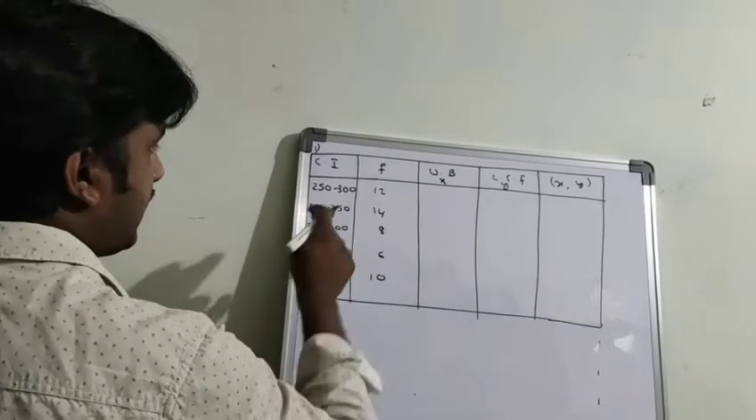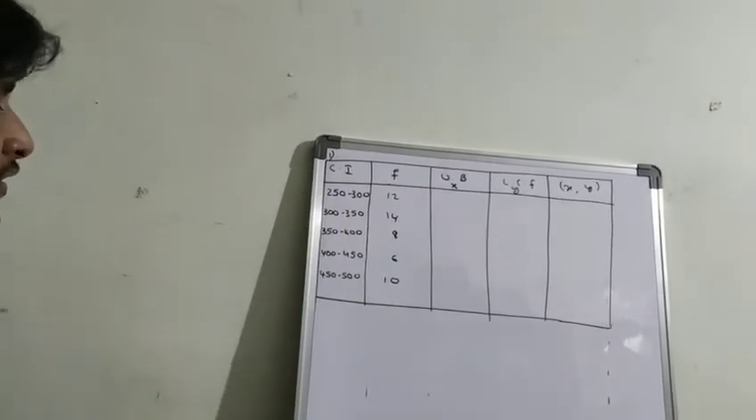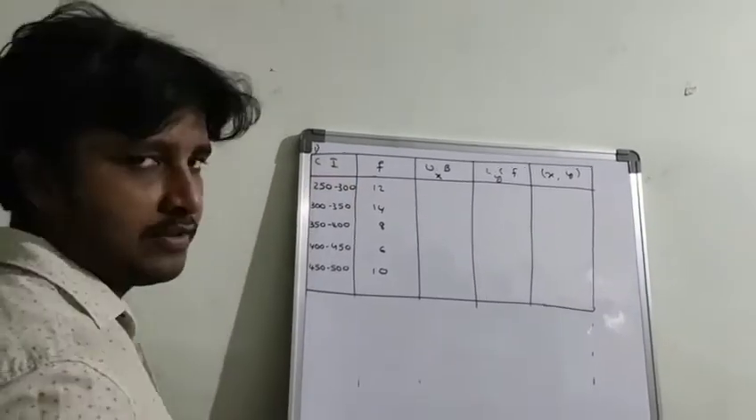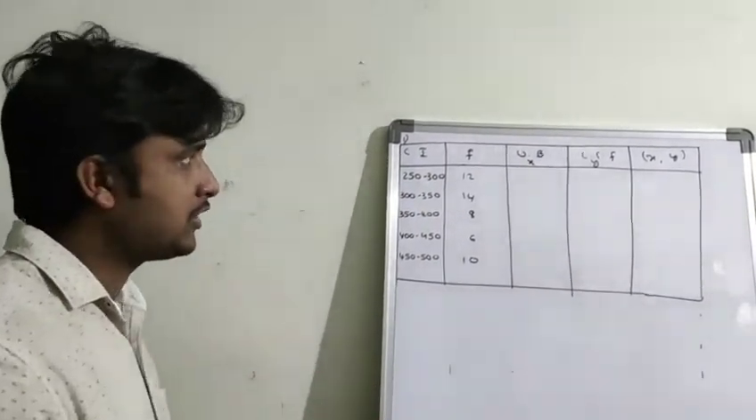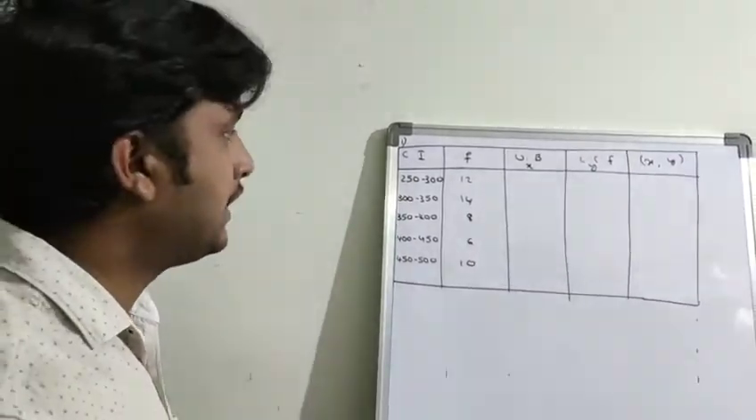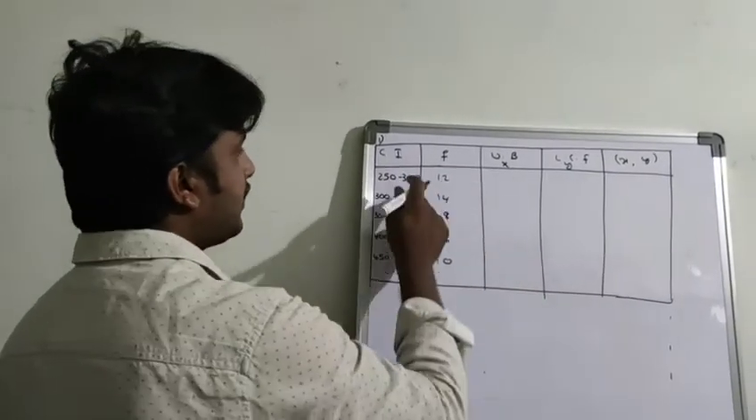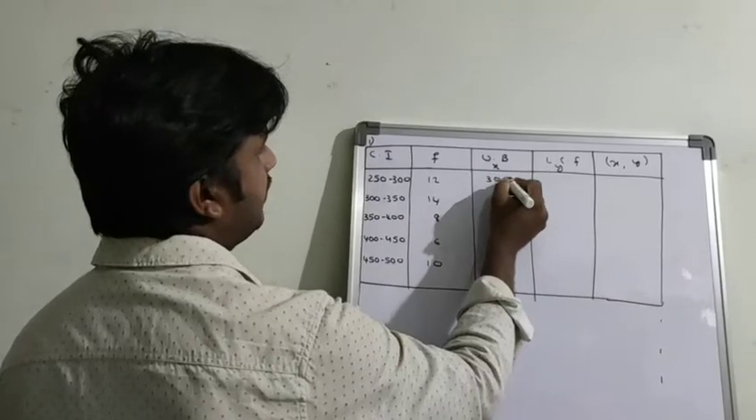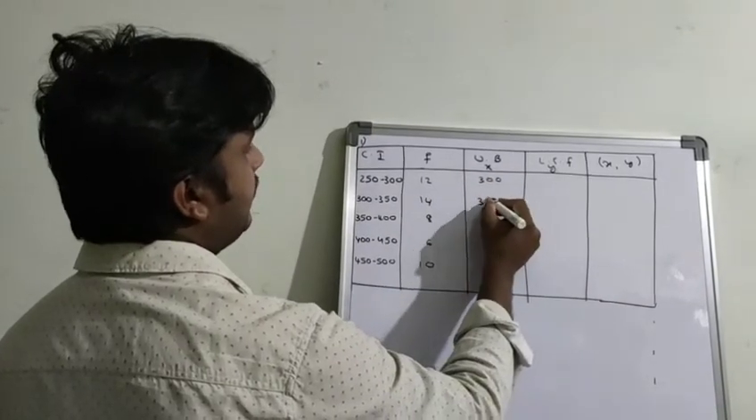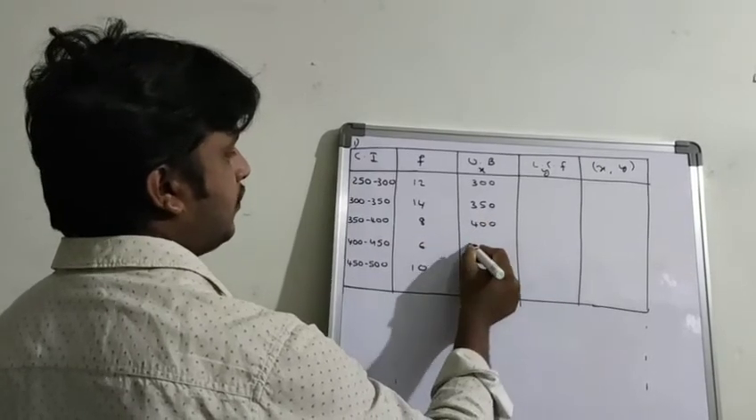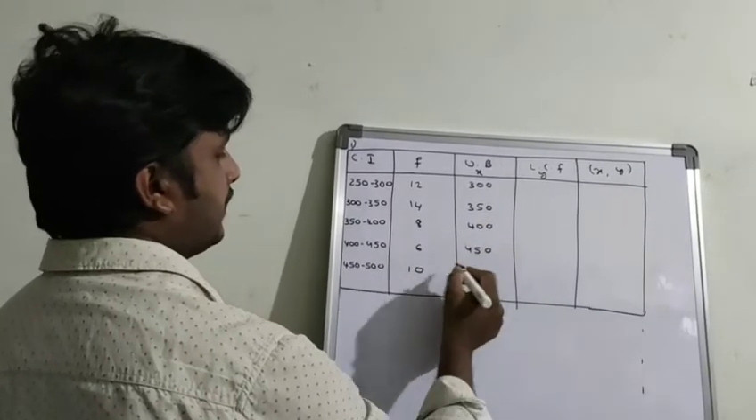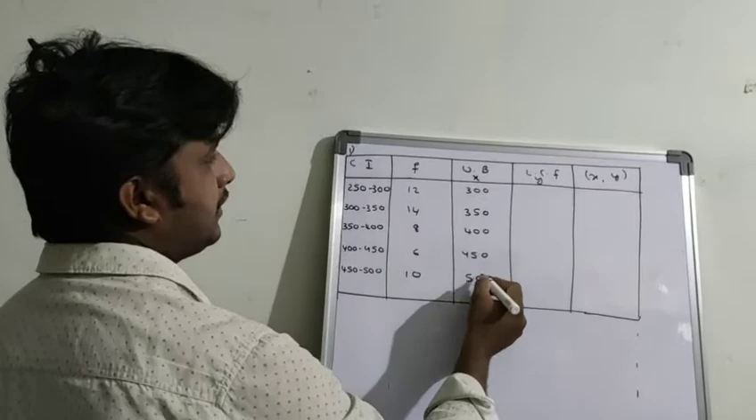So what are the upper boundaries? 300, 350, 400, 450, 500. These are all boundaries only, because in exclusive class intervals the limits and boundaries are both the same. So the upper boundaries are 300, 350, 400, 450, and 500.